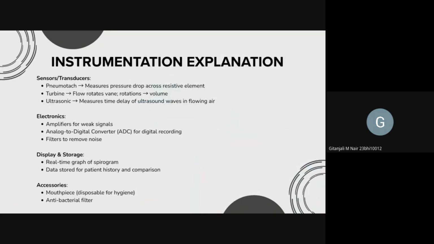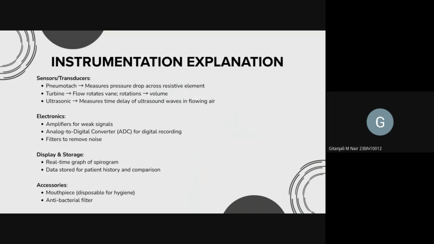Now, going back to the instrumentation example with respect to the types of spirometers, we have sensors or transducers, which can be a pneumotach, which measures the pressure drop across a resistive element; the turbine, where the flow rotates the vane and the rotations help to figure out the volume; or the ultrasonic, which measures the time delay of ultrasound waves in flowing air. Then we have the electronic components, where we have amplifiers for weak signals, an analog to digital converter for digital recording, and filters to remove noise.